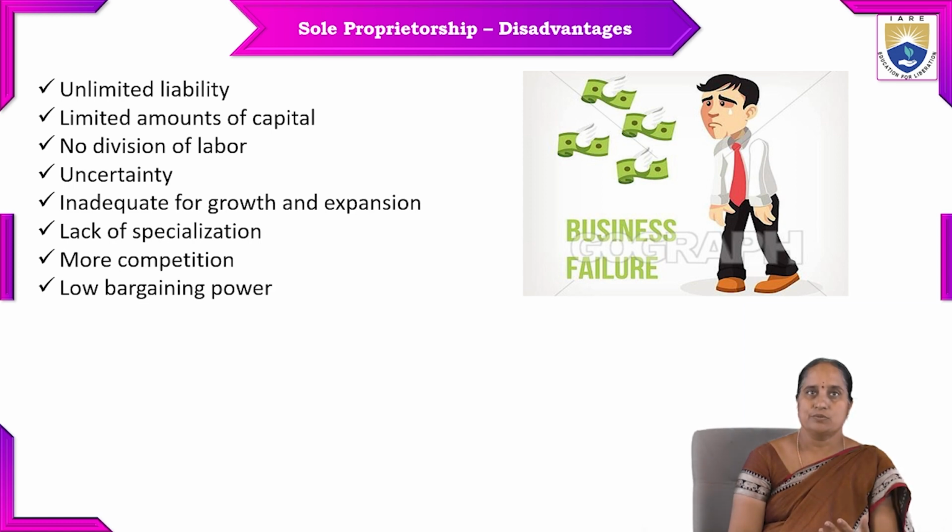As a result, there is no division of labor, and uncertainty will be more. And inadequate for growth and expansion. A sole proprietorship business cannot be expanded further, and we cannot see growth either in a horizontal or vertical manner. Lack of specialization. To run a sole proprietorship, no specialization skills are required. And more competition. Within the same geographical region, we can see a large number of sole proprietorships dealing with identical businesses. As a result, there will be more competition for the sole trader and low bargaining power.